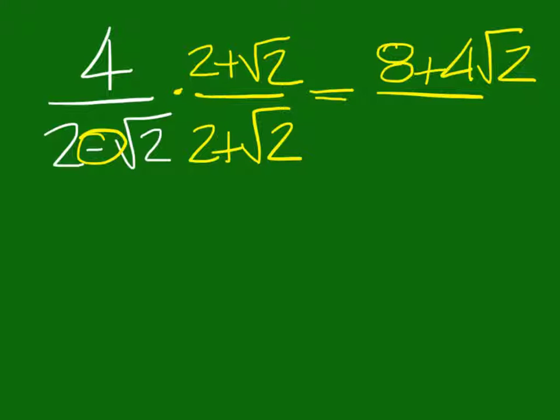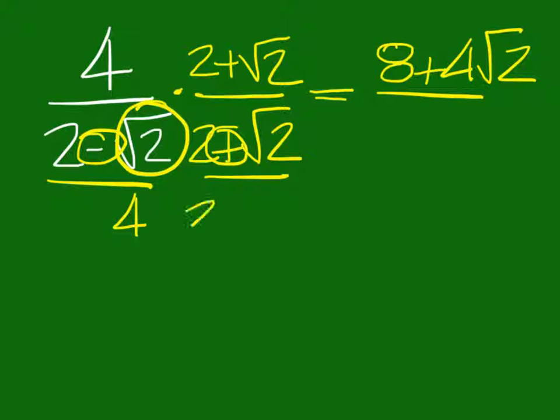On the bottom, you use your difference of 2 squares rule that we just practiced. You have the same quantity but different signs. So square the 2 and get what? And square this to get what? And it's a minus sign, so 4 minus 2 is 2.